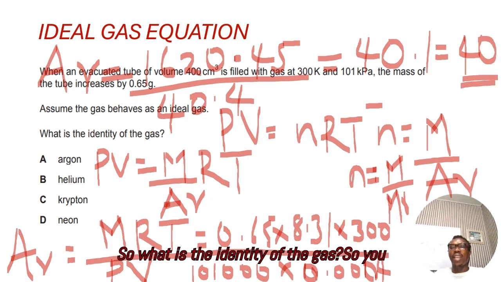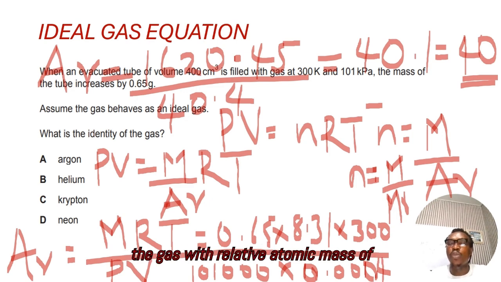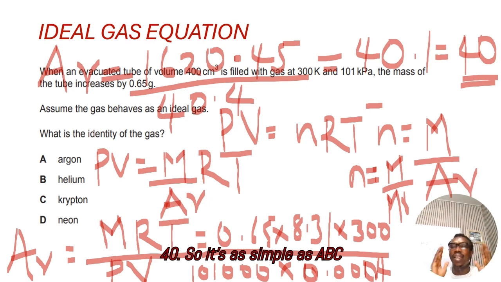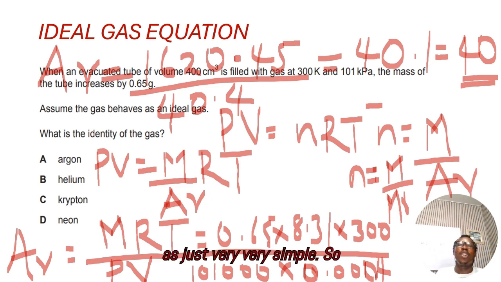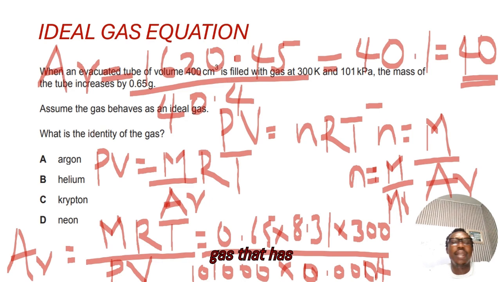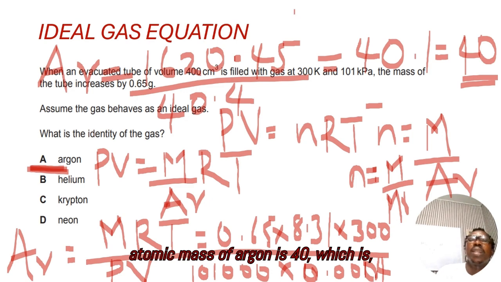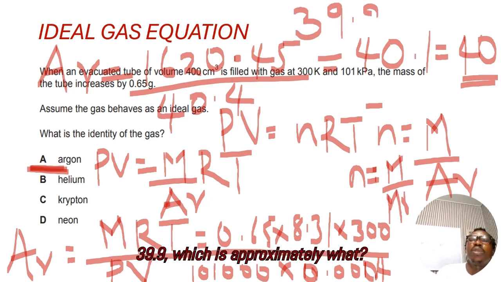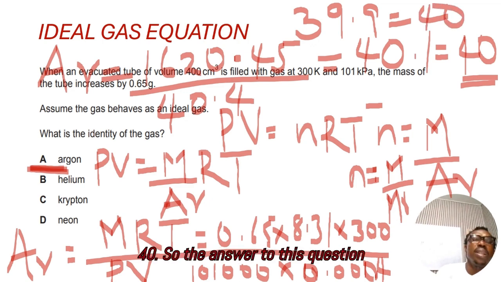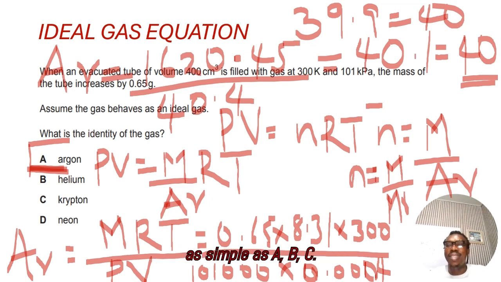So what is the identity of the gas? You go to your periodic table and check the gas with relative atomic mass of 40. It's as simple as ABC, very, very simple. And the answer is A, argon. The relative atomic mass of argon, if you go to your periodic table, is 39.9, which is approximately 40. So the answer to this question is A, which is argon. It's as simple as ABC.